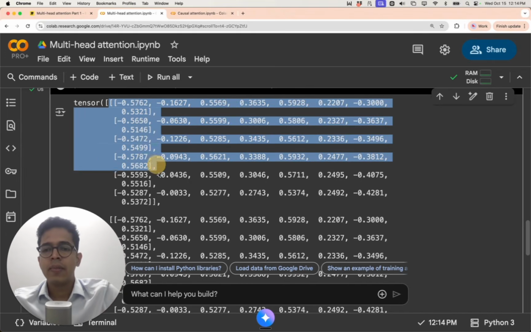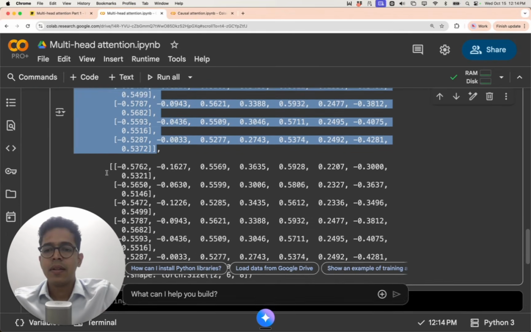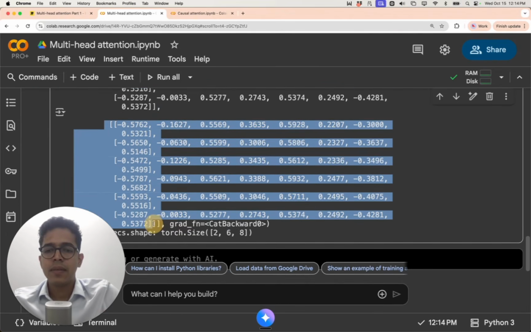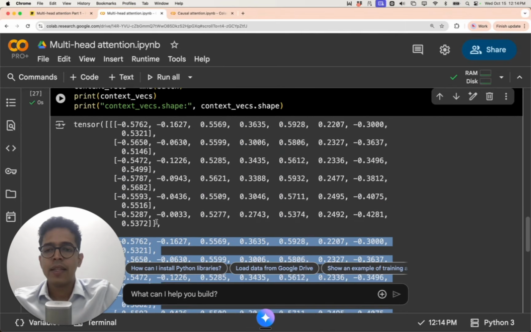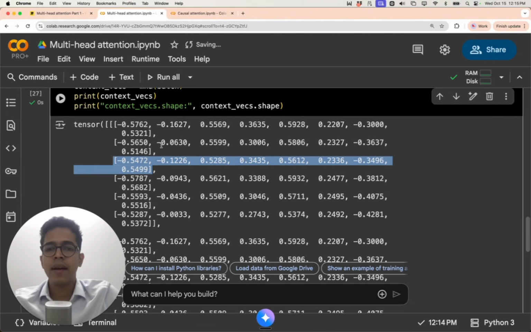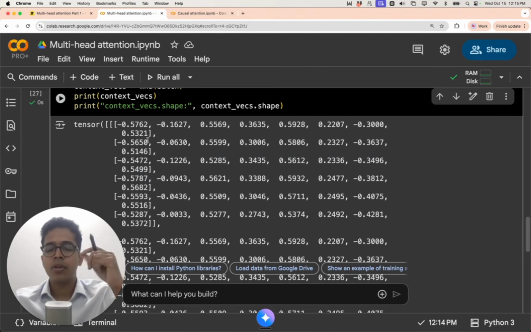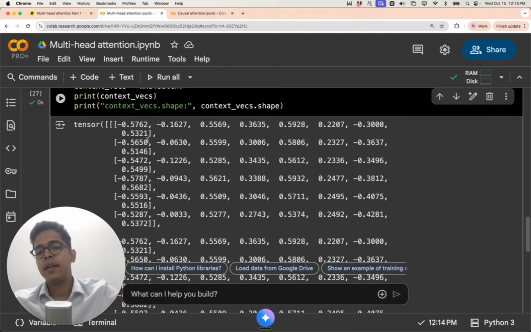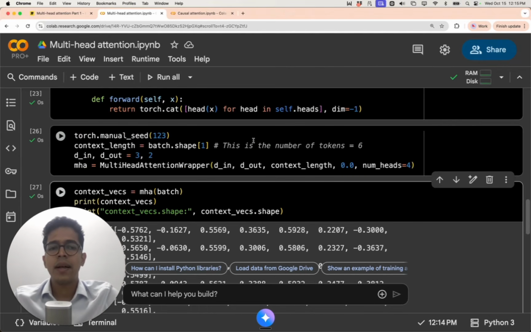So this is the first batch. This is the second batch. You have 6 vectors in each batch. Each row of this one batch is one vector. So this is one vector, this is second vector, third context vector, like that. And each context vector has a dimensionality of 8 because you have 4 attention heads. Each attention head is producing a context vector of dimension 2. Then when you concatenate them, you get a dimensionality of 8. So this is how multi-head attention works.